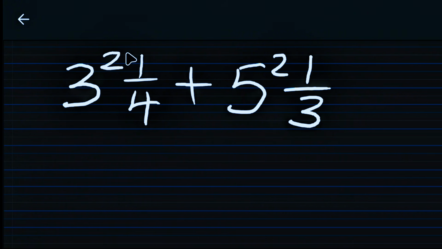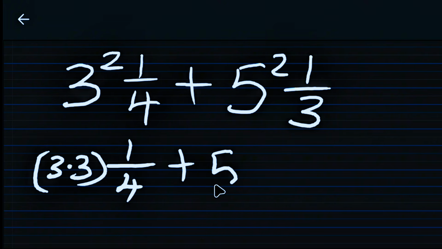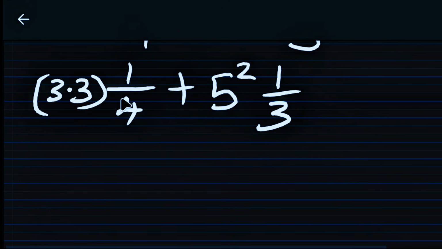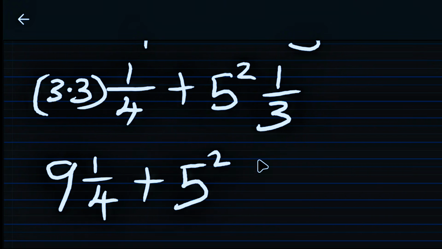Now, this 3 squared here means 3 multiplied by 3, okay? Let's put this in parentheses. Then 1 and 1/4 plus 5 squared, 1 and 1/3, okay? Now, in our next step, we have to multiply this. 3 multiplied by 3 equals 9. So we have 9 and 1/4 plus 5 squared, 1 and 1/3.